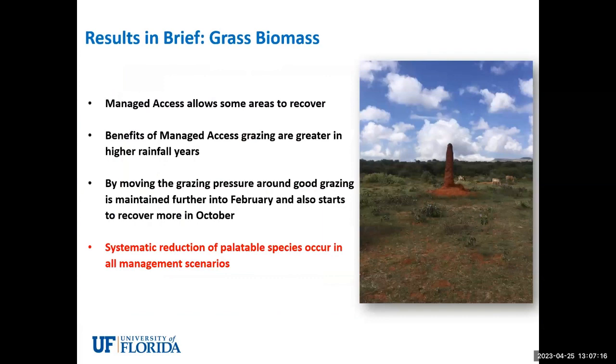So of course, we can look at the results and ask, what about the grass biomass? Since this is an area that people care a lot about the grass, you can start to see that the benefits of managed access are greater in higher rainfall years. We'll talk a bit about that by looking at the maps. And again, moving grazing pressure around does help at certain times. We also found that there was a systematic reduction in palatable species.